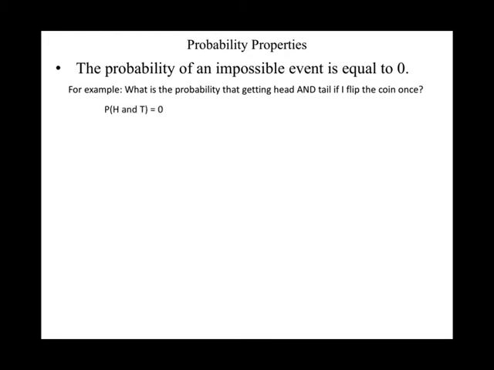Probability properties. The probability of an impossible event is going to be equal to 0. Okay, we just saw this one in the previous example. Or you could think about it, what is the probability of getting a head and a tail if I flip a coin once? Is it possible that if I only flip the coin once, I could get a head and a tail? No way I could do that, right? So the probability of getting a head and a tail will be equal to 0.